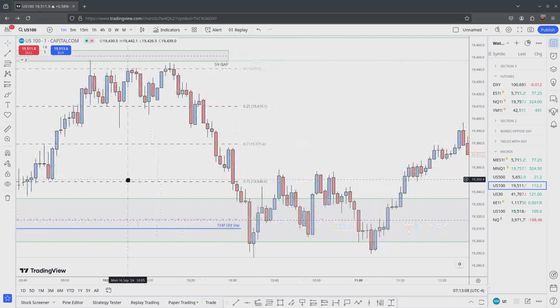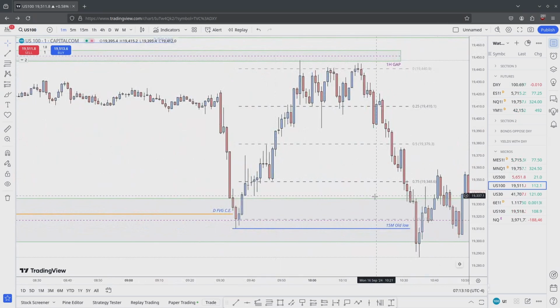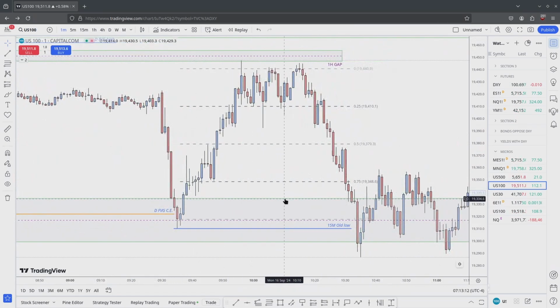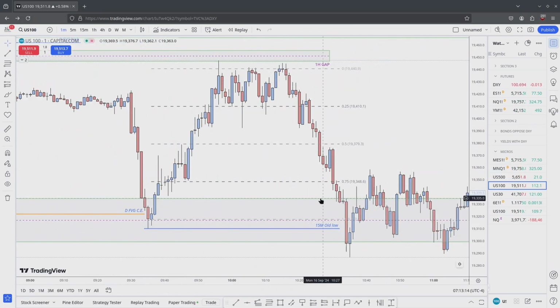You could also use this 4-hour fair value gap high. That could be a potential target. Put quadrants on this fair value gap: 75% consequent encroachment, 25% the low. All of those are relevant targets.